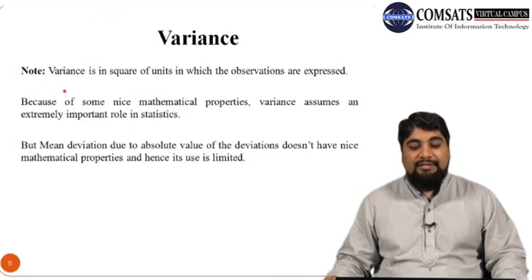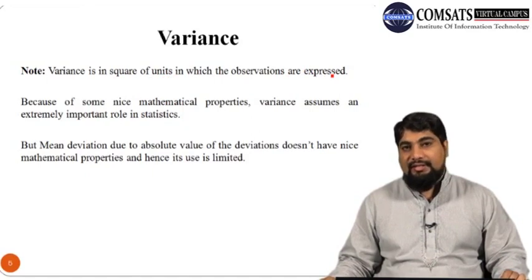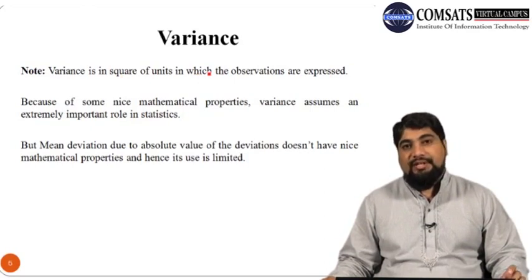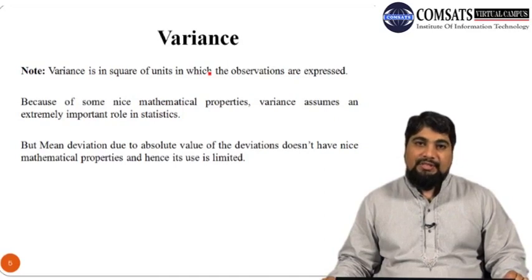So note that the variance is in square of the units in which the observations are expressed. Since we are taking squared of the deviations taken from mean, the unit of variance will be in squared units in which the observations are expressed. Suppose the observations are measured in rupees or meters, then the variance will be measured in squared rupees or square meter.